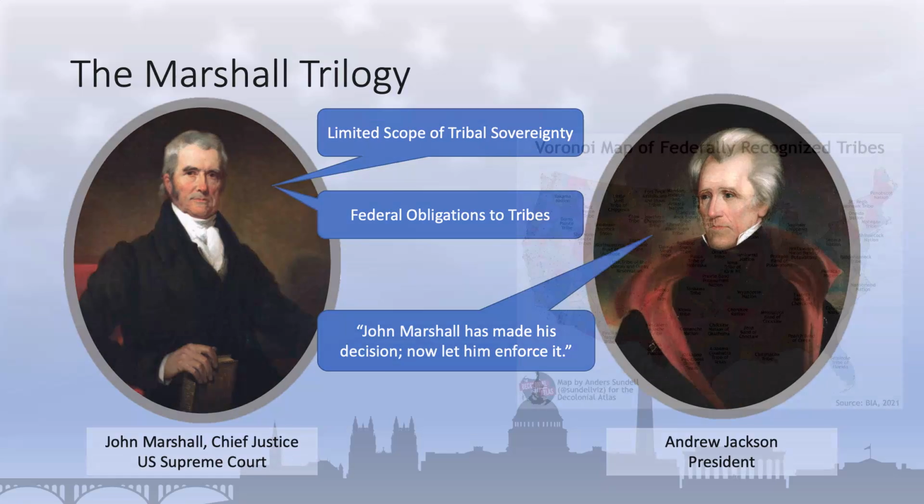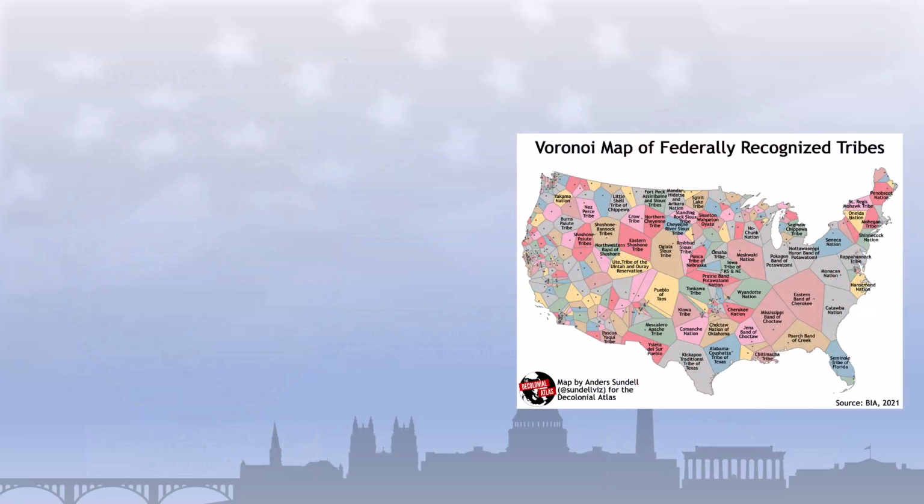While the Marshall Trilogy set the foundation for tribal relations with the federal and state governments, the scope of tribal sovereignty has continued to evolve since then. And while it would take an entire course to fully analyze this, we can highlight some of the key developments since Marshall. These include a variety of Supreme Court decisions and legislative acts.